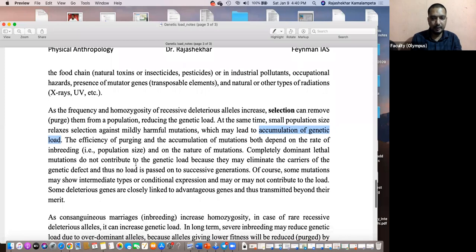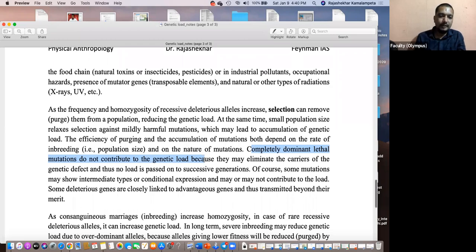So completely dominant lethal mutations do not contribute to the genetic load. Why? They don't survive. People who have lethal genes in them will not survive till the next stage. They die off. Correct? In such cases, natural selection has a role to play. Yes, we are learning about the role of natural selection in maintaining or in purging the genetic load. But some mutations still happen.